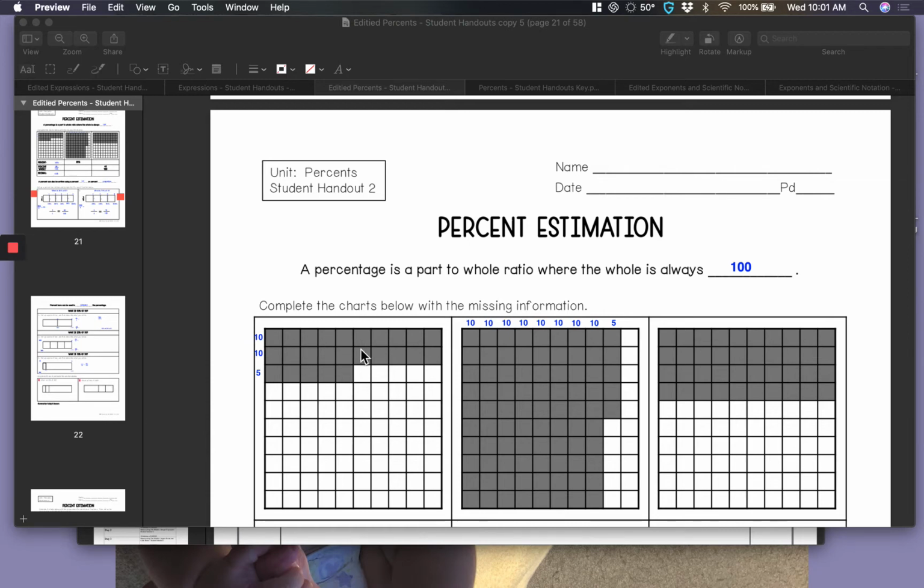So finding out how much this is shaded, I don't have to count each box. It's not 1, 2, 3, 4, and so forth. You can just take 10 plus 5, or you can count by tens: 10, 20, 25. And the same goes for this. You can add up all the tens and then add the 5 to find it out, or you can count by tens: 10, 20, 30, 40, 50, 60, 70, 80, 85.